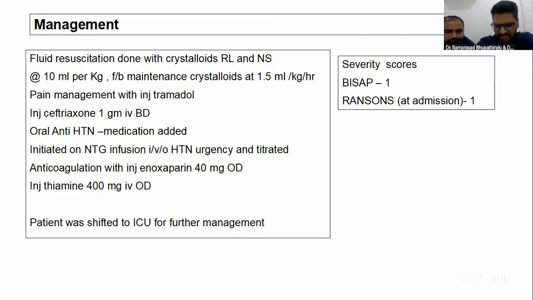Initially, that was given, ma'am. Later on, when the patient came to ICU, we started him on fentanyl infusion. So what are the problems with the tramadol? I mean, there is nothing right and wrong. It is according to the availability and people's choice. What are the issues with tramadol as a pain relief?